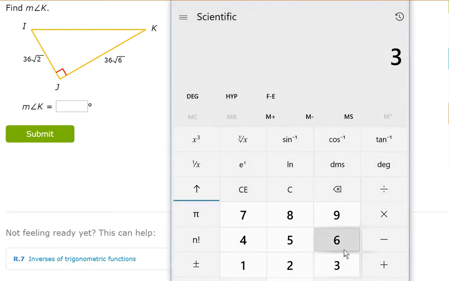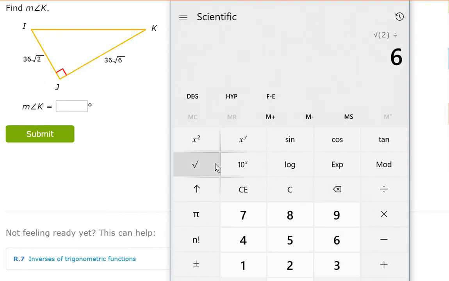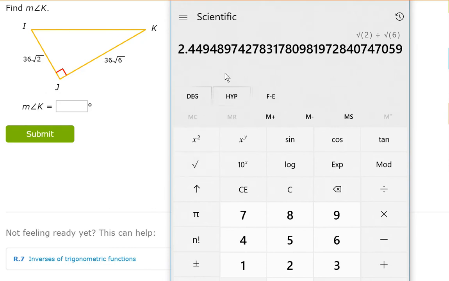If I do 36 divided by 36, it's going to do nothing. It's going to make 1. It has no change on the proportion. But when I do square root of 2 divided by square root of 6, that will give me something useful. So I can do square root of 2 divided by square root of 6 somewhat easily on this calculator, and I may mess up. Square root of 2 divided by square root of 6. And then I can put this into my inverse tangent function.